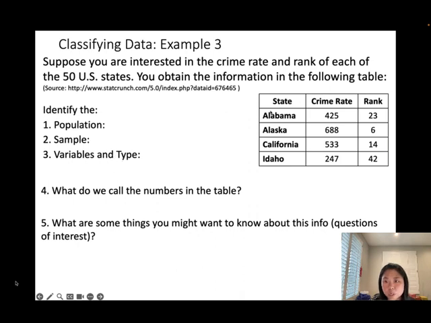Variables and types. So here, which one is going to be your variable and what type is it? Is it numerical or categorical? Okay, try to answer these questions.